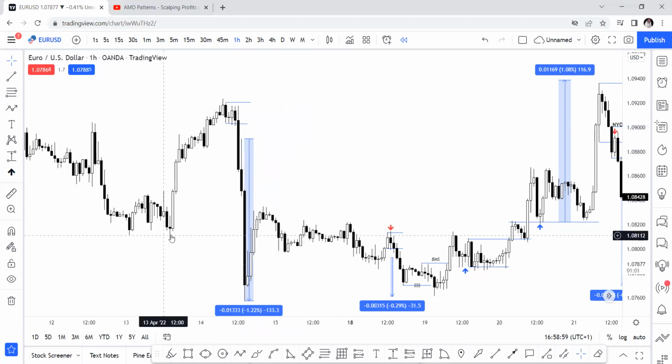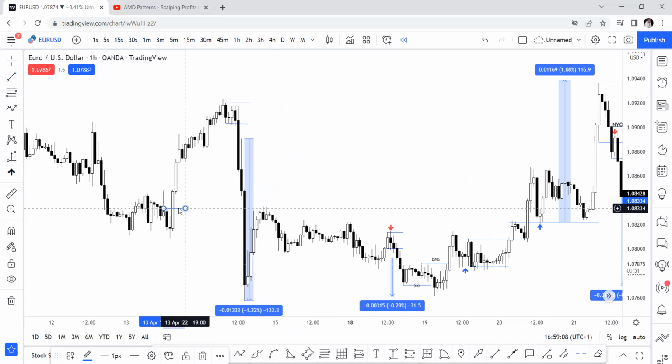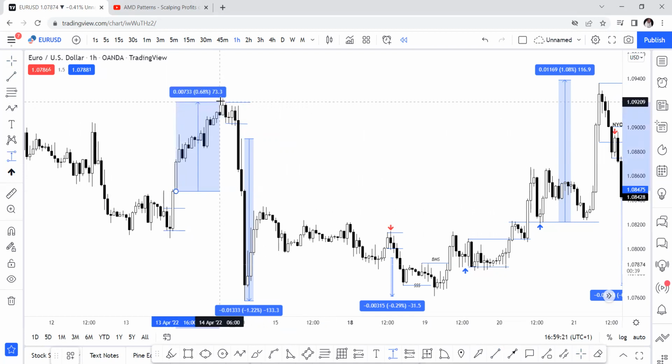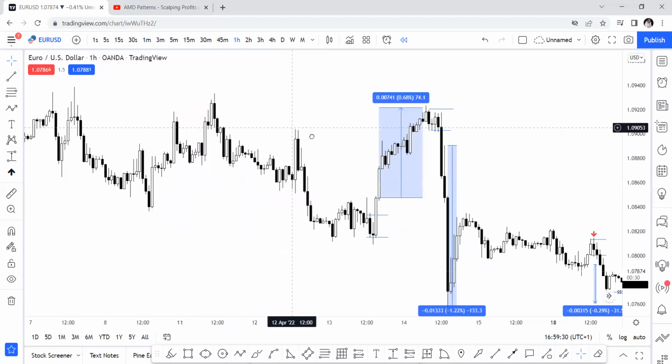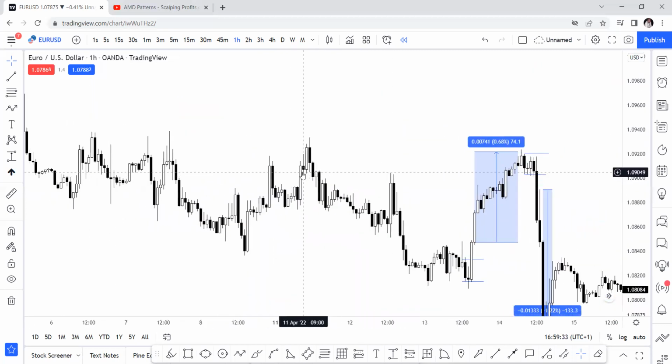So now, this is 13. You can see it. We got a good entry point here, a good entry point there on Euro USD. And what happened next? You see the move, almost about 74 pips, sharp. No need of big, rigorous market analysis, I told you. If you go back, it is always like that.